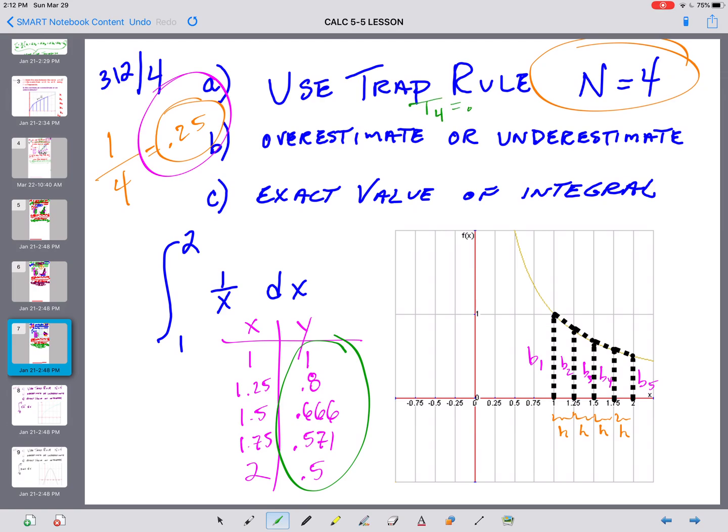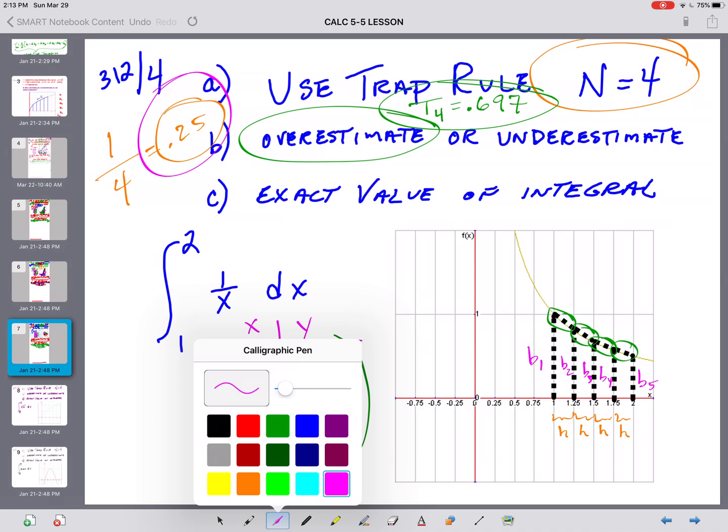T4 equals 0.697. Now, look at it. Overestimate or under? What do you think? Just like the other ones, the graph on this is concave up. It's curved up, and these are all straight lines. So each one we're taking a little bit of extra. It's going to be an overestimate.